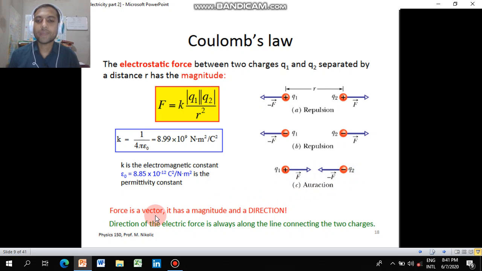Force is a vector quantity, we know that, so it has a magnitude as well as direction. The direction of the electric force is always along the line connecting the two charges.